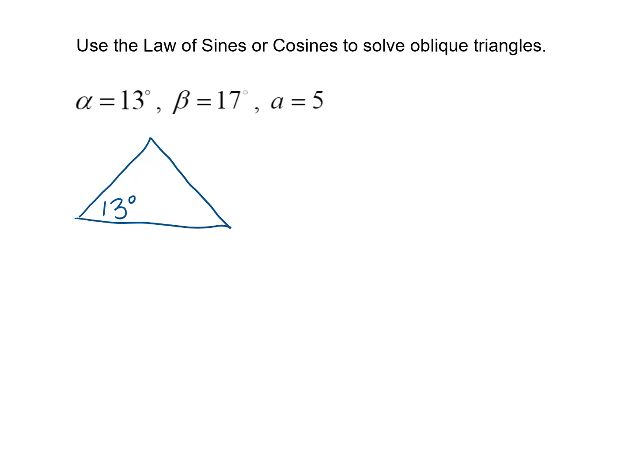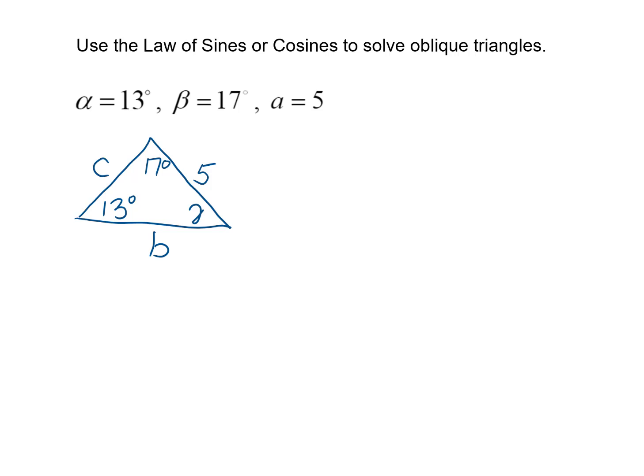But the important thing is, if this is the angle you choose to be alpha, then the side opposite it is where A needs to go. So the A equals 5 needs to go opposite the 13. And then we need to put the 17 in. That'll be beta, so that means this side's going to be B, this angle's going to be gamma, and this side's going to be C.